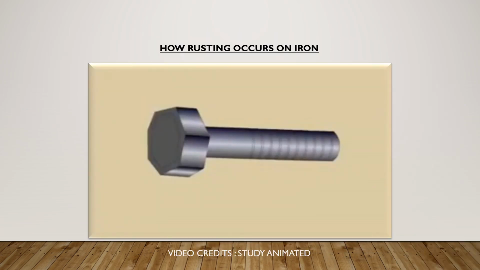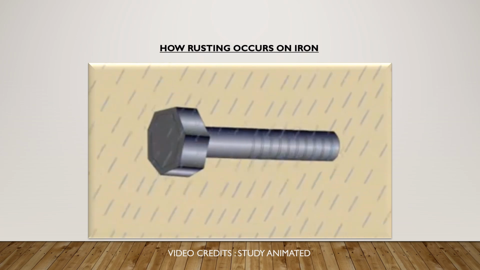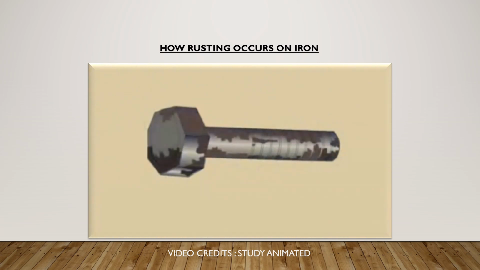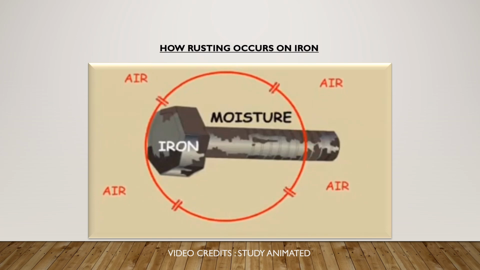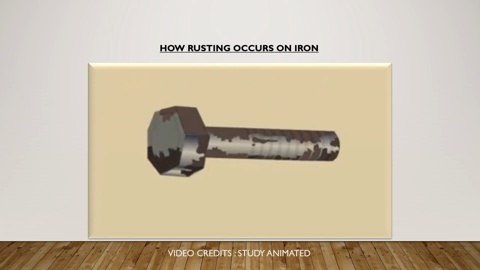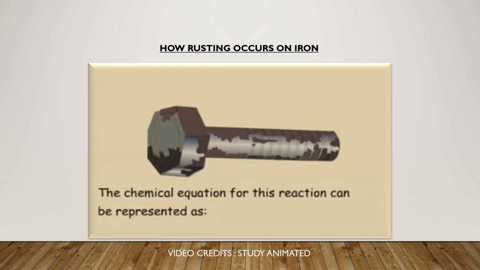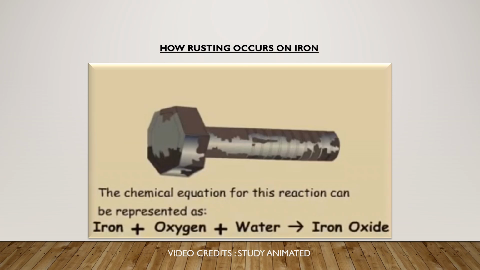If an iron object is left out in the rain, a reddish-brown layer is deposited on its surface after a few days. This layer is called rust. Iron reacts with oxygen of the air in the presence of moisture to form a substance called iron oxide, which we call rust. This is a chemical change because this change is permanent. You cannot get back the iron from iron oxide. The chemical equation for this reaction can be represented as iron plus oxygen plus water gives iron oxide.